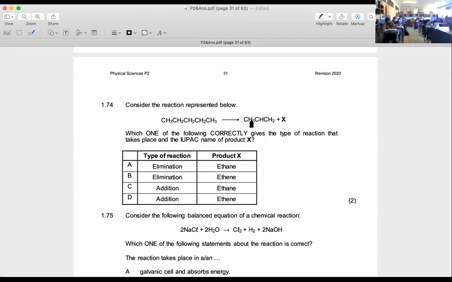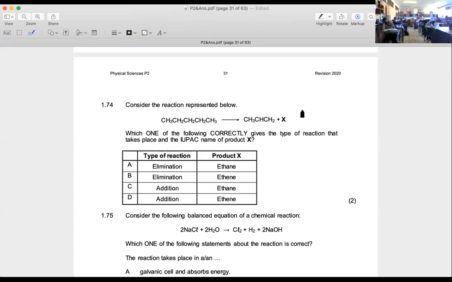So we've got 1 carbon, 1 carbon, 1 carbon. That's 3. Here we've got 1, 2, 3, 4, 5 carbons, and there we've got 3 carbons. So product X is obviously going to be either ethane or ethene, because it's 2 carbons. So let's count up the hydrogens. This has got 3 hydrogens, 4, 5, 6 hydrogens. And here we've got 3, 4, 5, 6, 7, 8, 9, 10, 11, 12. So this one here has got 6 hydrogens.